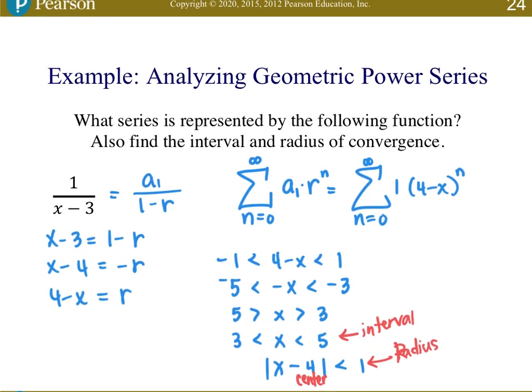All right, so work on these geometric power series using the theorem, the assumption that convergence only happens if your ratio is bounded by absolute value being less than 1.